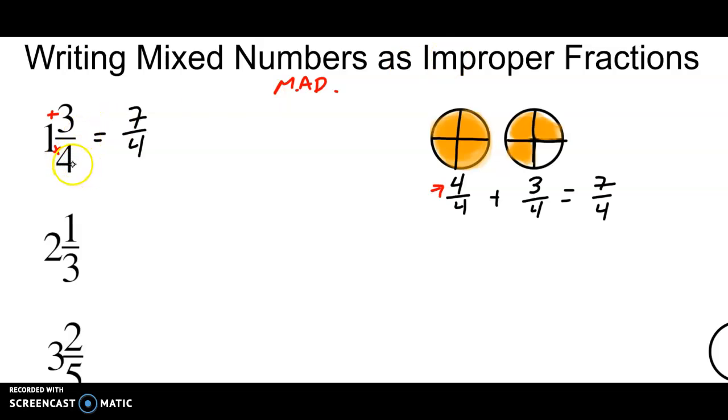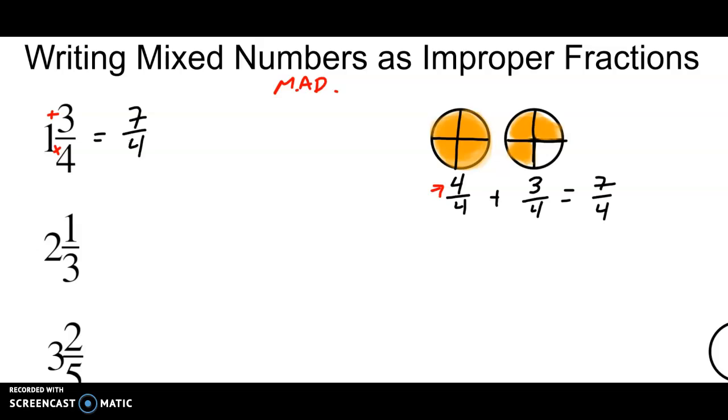Now, you can also notice it looks like a triangle. I start at 4, go to the 1, 4 times 1 is 4, plus the 3 over the denominator gives me 4. It becomes a triangle, 7 fourths. So that is your improper fraction. You've changed the mixed number to an improper fraction, 7 fourths.